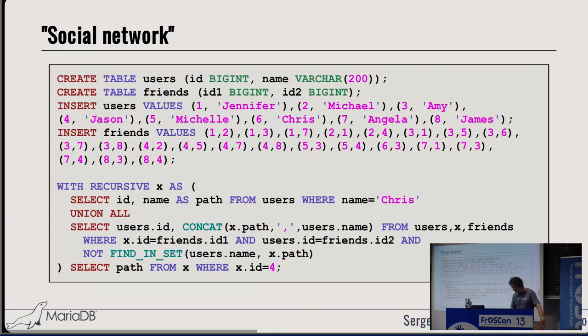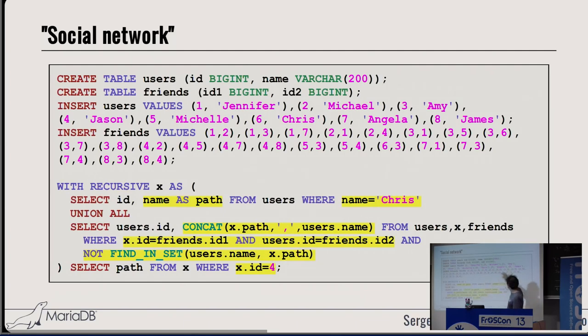So we start writing this recursive common table expression, and we first select Chris, and then we use the username to accumulate the path. And in every next row, we join the previously found row through the friends table with the users table to find the next friend of the previous row. And because we don't want any cycles, to avoid infinite loops, we won't select users that are already present in the path. And if we have found a friend of the previous row who is not yet in the path, we append it with a comma to the path. And we end this exercise when we find user number 4, that is Jason.